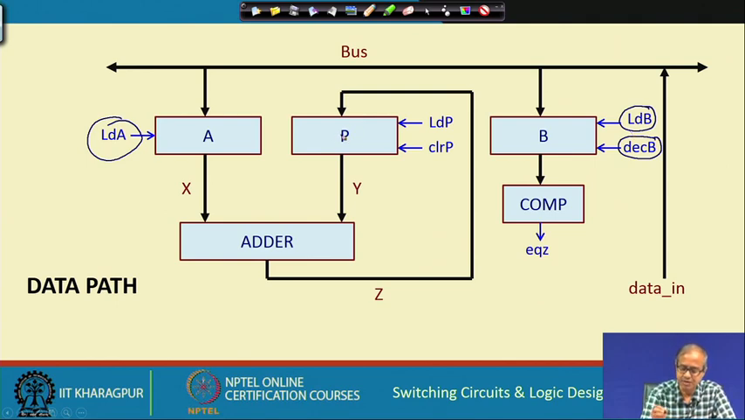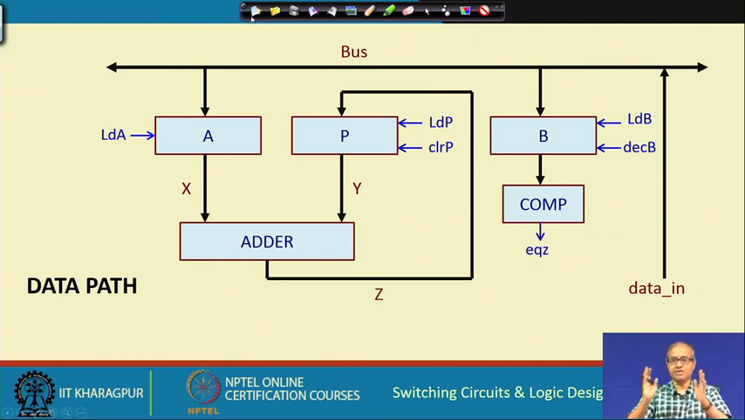And P is the partial product, which initially you will have to set to 0. So, there is a clear control signal, clear P, it will set it to 0. And every time A plus P is computed and the result goes back to P, for that you will have to load P again. And there is a comparator circuit, which will be generating an output, which will tell whether B is equal to 0 or not. This is basically the data path which you require to carry out the computation of multiplication, but in what sequence, there the control path will come into the picture.